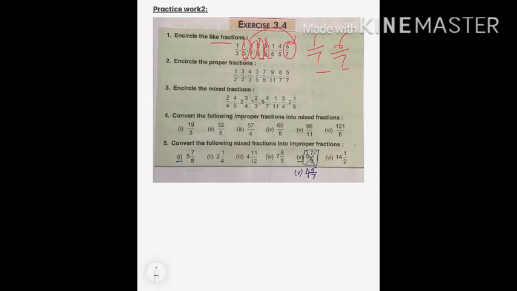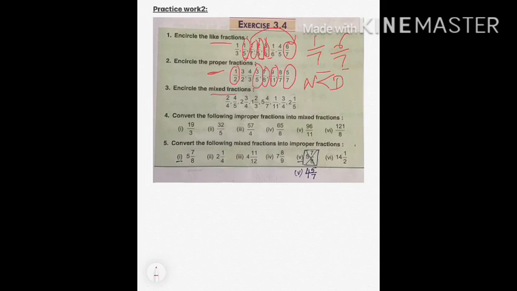Alright students, now encircle the proper fractions. That means numerator smaller than the denominator. Look at this, 1 is smaller than 2. Now the second is not right, it is improper, not proper. You have to search for proper fractions. Second is improper, third is improper, fourth, yes, this one is proper. 7 upon 8, yes, proper. 9 upon 11, yes, proper. Then the next is not, and the last one is proper, 5 upon 7. Numerator should be less than the denominator in the case of a proper fraction.